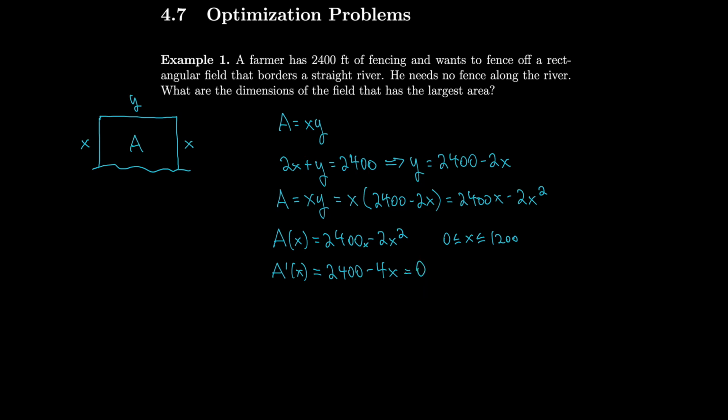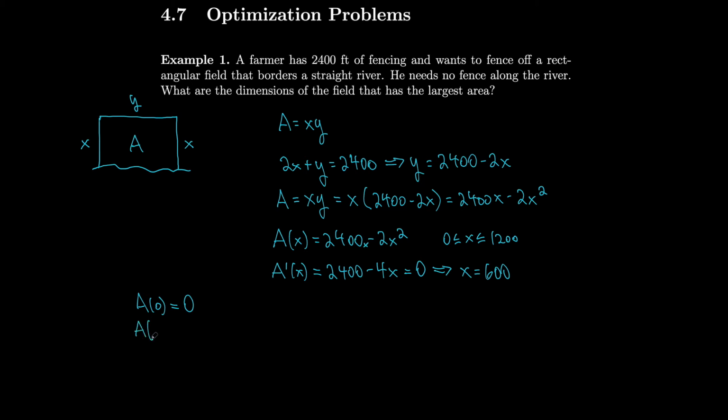That's when we have a potential maximum, because I remember on a closed interval, our maximum occurs at either one of the endpoints or at a critical number. So solving this equation tells me that x must be equal to 600. So I have to check my endpoints at 0 and at 1,200. So I check at 0 and I plug it in for x. I get 0 over there, so the area is 0.